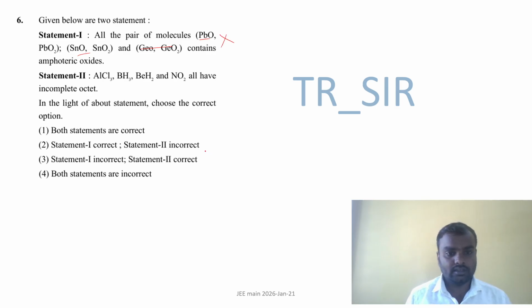If statement 1 is wrong, let us eliminate the options. So option 2 will not come and 3 can come. So both are not correct. That means you will be having either the third option or the fourth option.